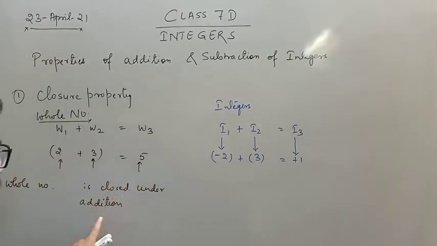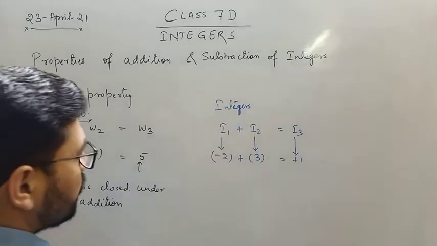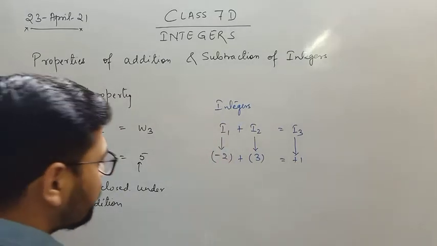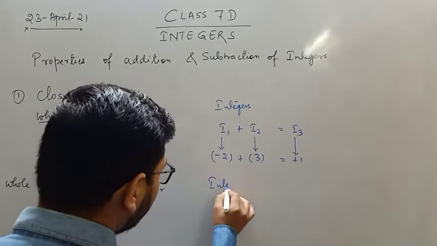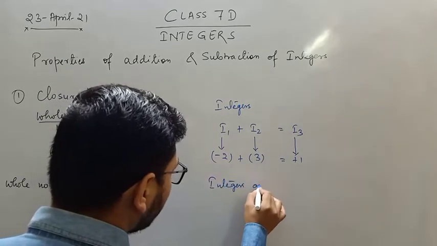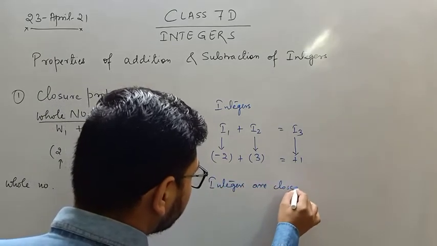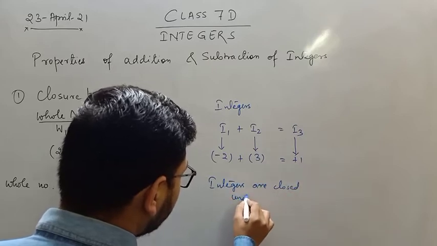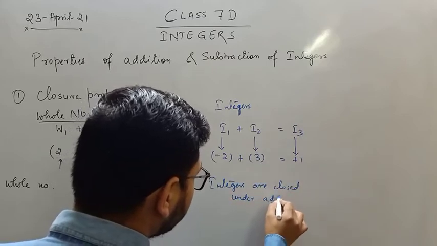Whole numbers are closed under addition. Similarly, integers are closed under addition.